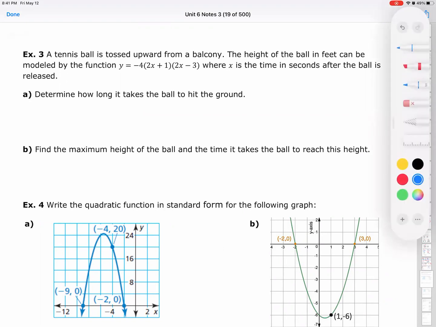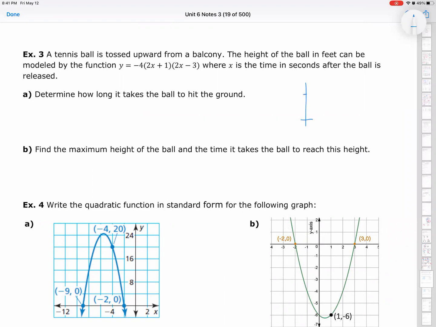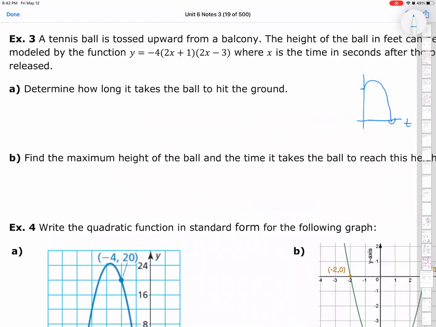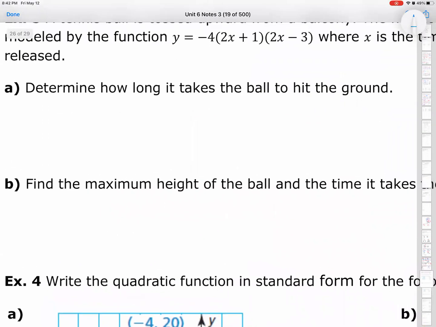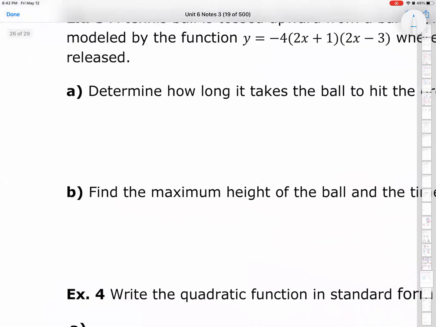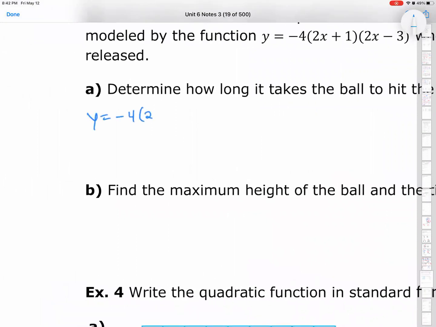Well, it's said that it's tossed from a balcony. So imagine here's your person, they toss it, and then it goes down and hits the ground. So we're essentially trying to figure out at what time that's happening. Now, generally speaking, that's going to be your x-intercepts. So as a result, we're going to take our y equals -4 times 2x plus 1 times 2x minus 3. And we're going to set this equal to 0 so that our height, which is what y represents, is 0, because we want to know when does it hit the ground.